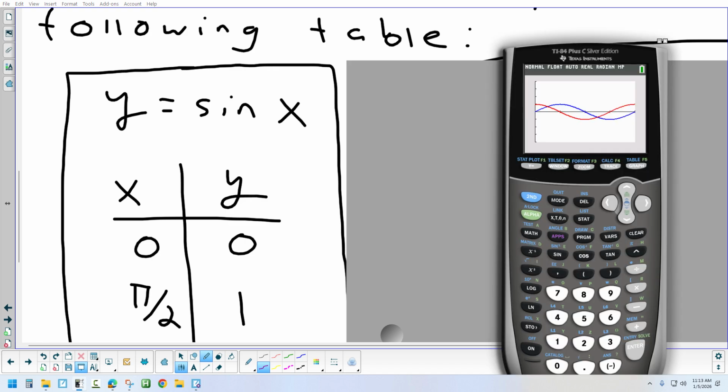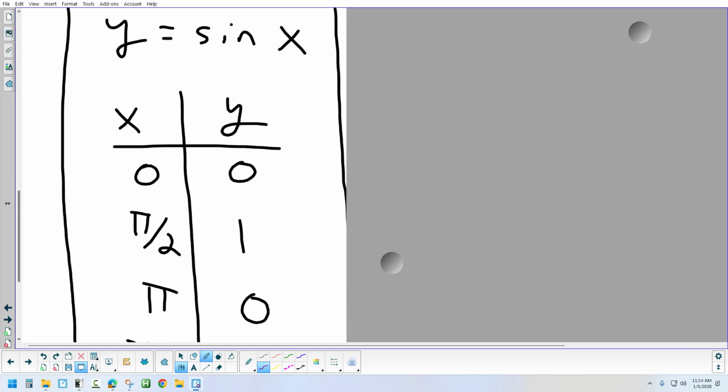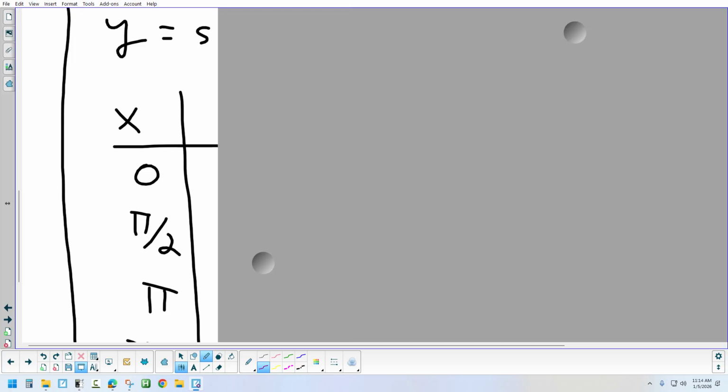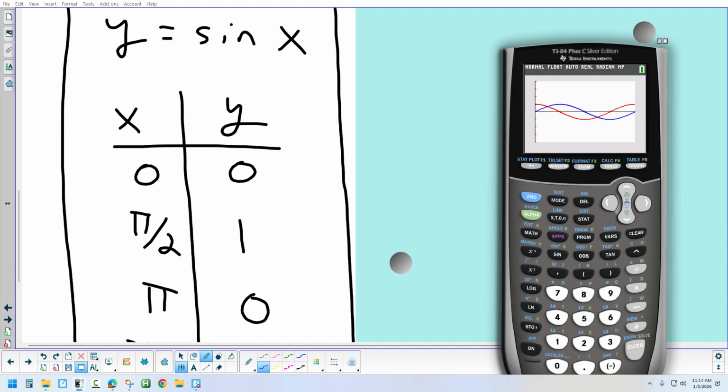Okay. Now let's look at the halfway point. It's right in the middle of the blue graph. That's when x is pi. What's the y value when x is pi? Yep, 0. So you're halfway. Okay. The next x value is 3 pi over 2. So that's the 3/4 mark. What's the y value when we're 3/4 of the way through the first cycle on the blue graph? Yeah, -1.